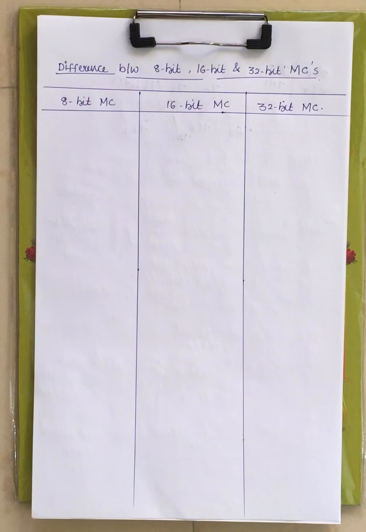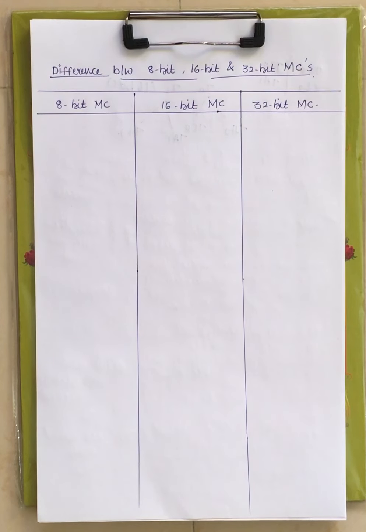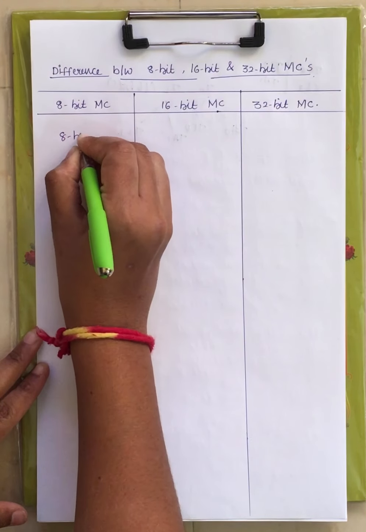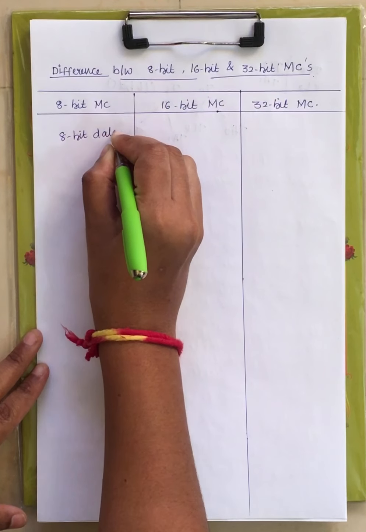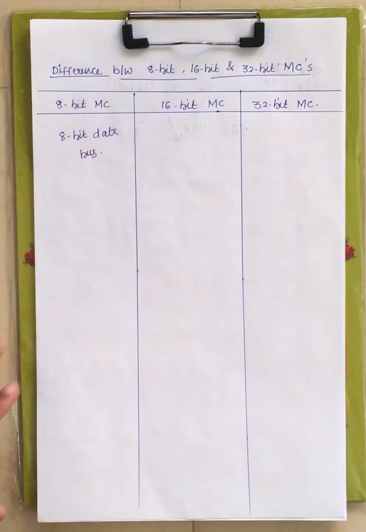Now coming to the first idea, right? We have 8-bit, 16-bit, 32-bit microcontroller. Now an 8-bit microcontroller works on 8-bit data, so you can do 8-bit ALU operations. That means it has a data bus of 8 bits, right? 8-bit microcontroller has 8-bit data bus.